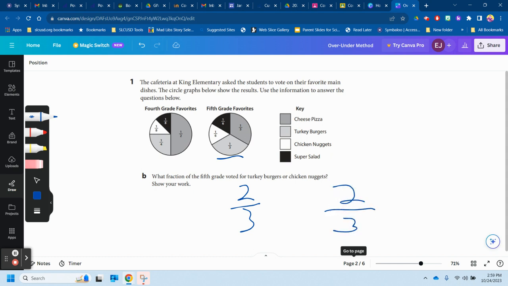2/3. And on a clock, how many minutes would this be? This would be 20 minutes out of 60, 40 minutes out of 60. Just a little review of our clock analogy.